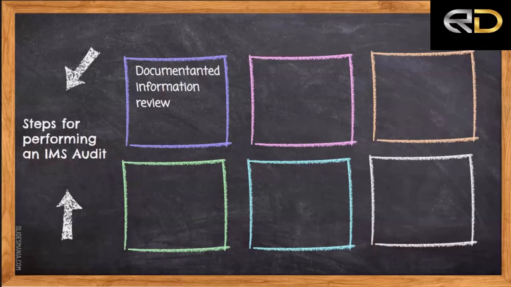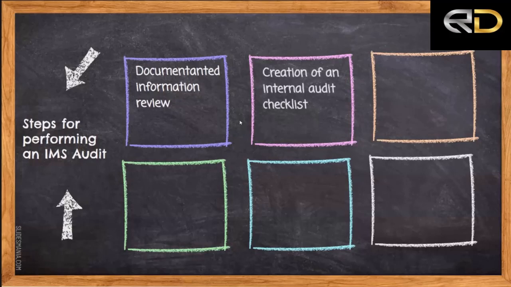Now, in documented information review, what you are going to be doing here, you need to basically look for evidence of conformity, okay? And also you need to understand the context of the organization so that you can customize the audit plan, and also so that you can get to know the type of threats and opportunities that exist in the organization. And then you are also going to create, okay, an internal audit checklist, which consists of questions or what you need to do when you're conducting an audit, okay?